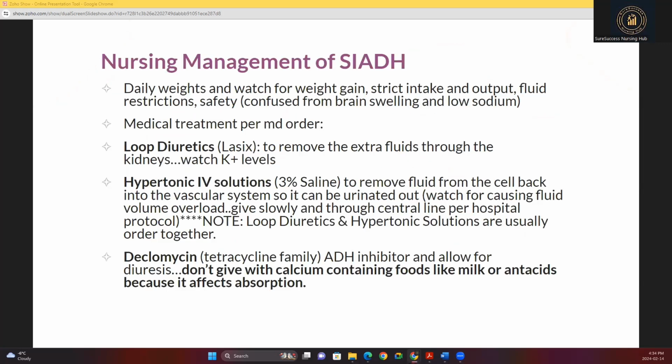So first of all, daily weight, because weight gain can be happening. Intake output, again, same. Medical treatment, loop diuretics. It will remove everything. Remember, whenever we are giving a loop diuretic to remove the water from the lungs, or from heart failure, or from SIADH, always remember the side effect is the same. It will remove all the electrolytes, potassium, etc. So please watch the electrolytes.